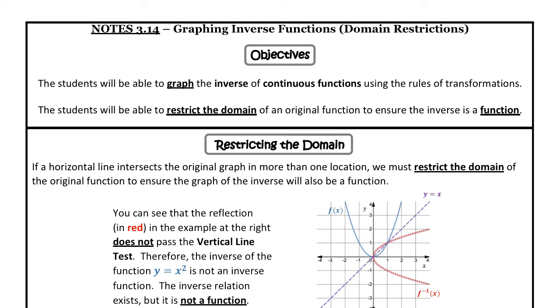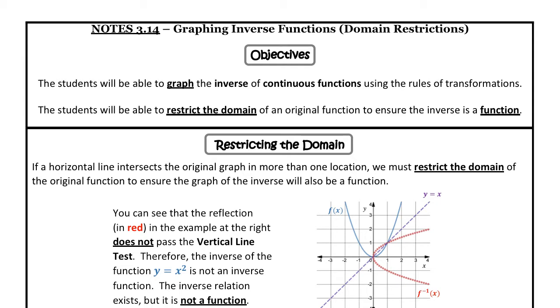Good morning, guys. Today we're going to be continuing the topic of graphing inverse functions, but today we're going to focus on domain restrictions. If you remember, I had mentioned that we were going to talk more in depth about domain restrictions because it has more of a graphical interpretation. It's easier to notice where the restriction should go or what should be restricted, because graphically you can see if something is reflected correctly or if it's not reflected correctly.